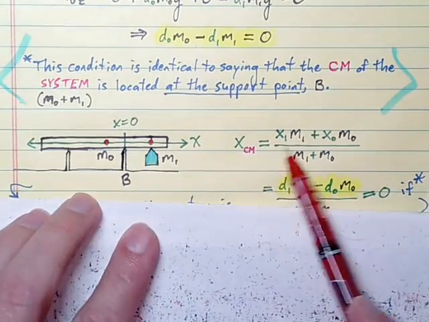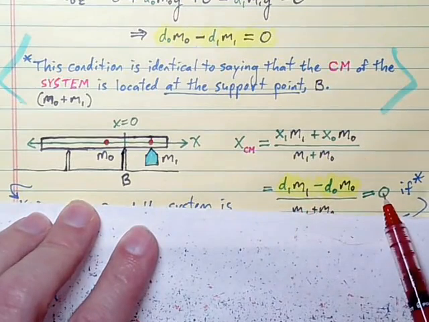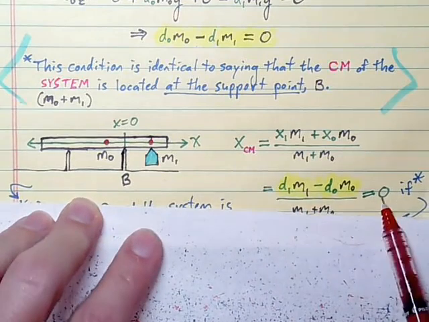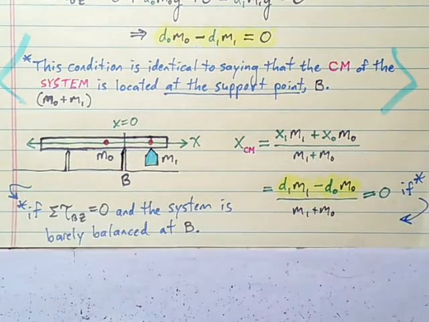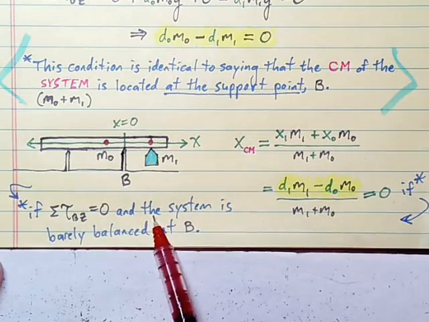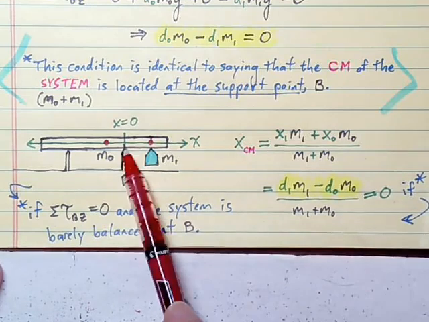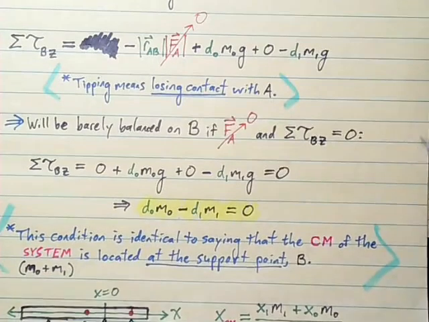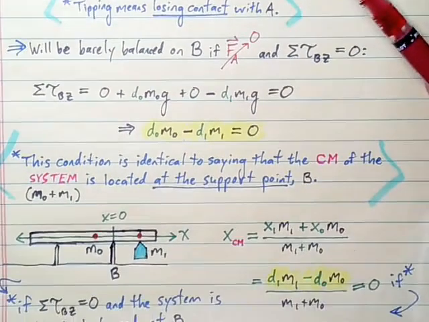So if we set the numerator here equal to 0, that's indicating that the x-coordinate of the center of mass is at 0. In other words, that would be indicating that the center of mass of the system was right here at point B. So if the net torque about point B equals 0, and the system is barely balanced at B, that means the center of mass of the system is at B. So we're thinking about our tipping condition in terms of where the center of mass of the system is located.